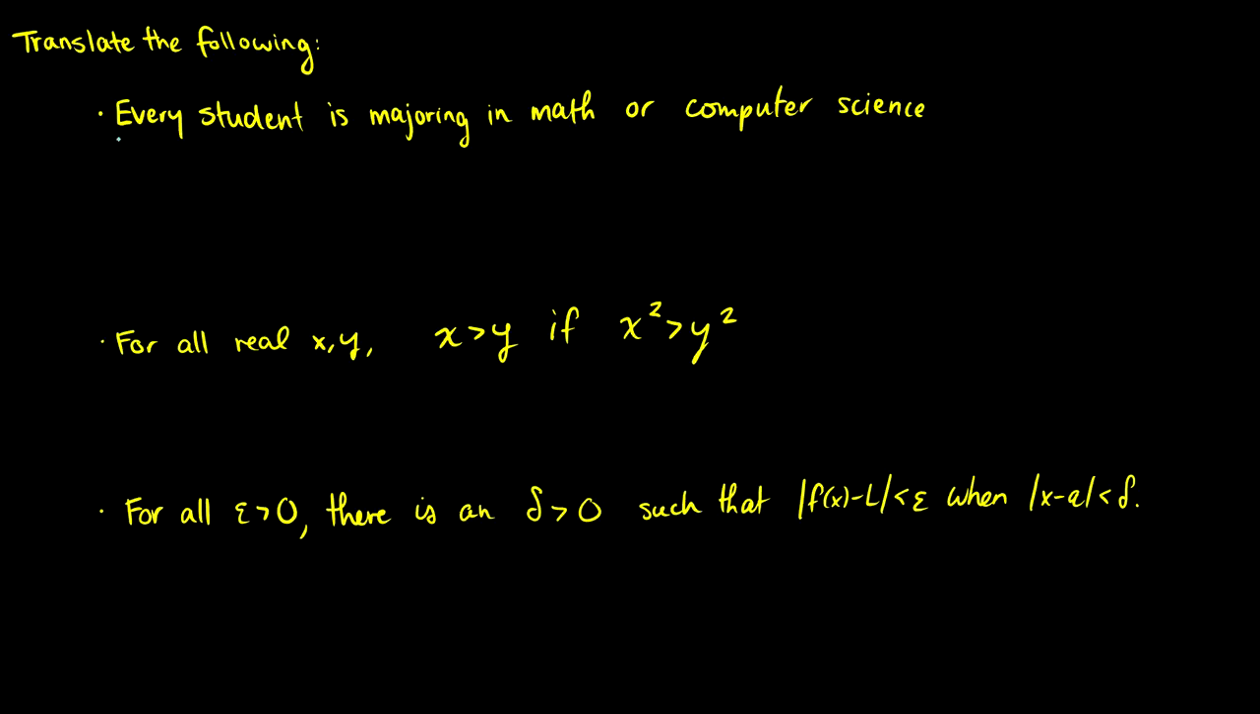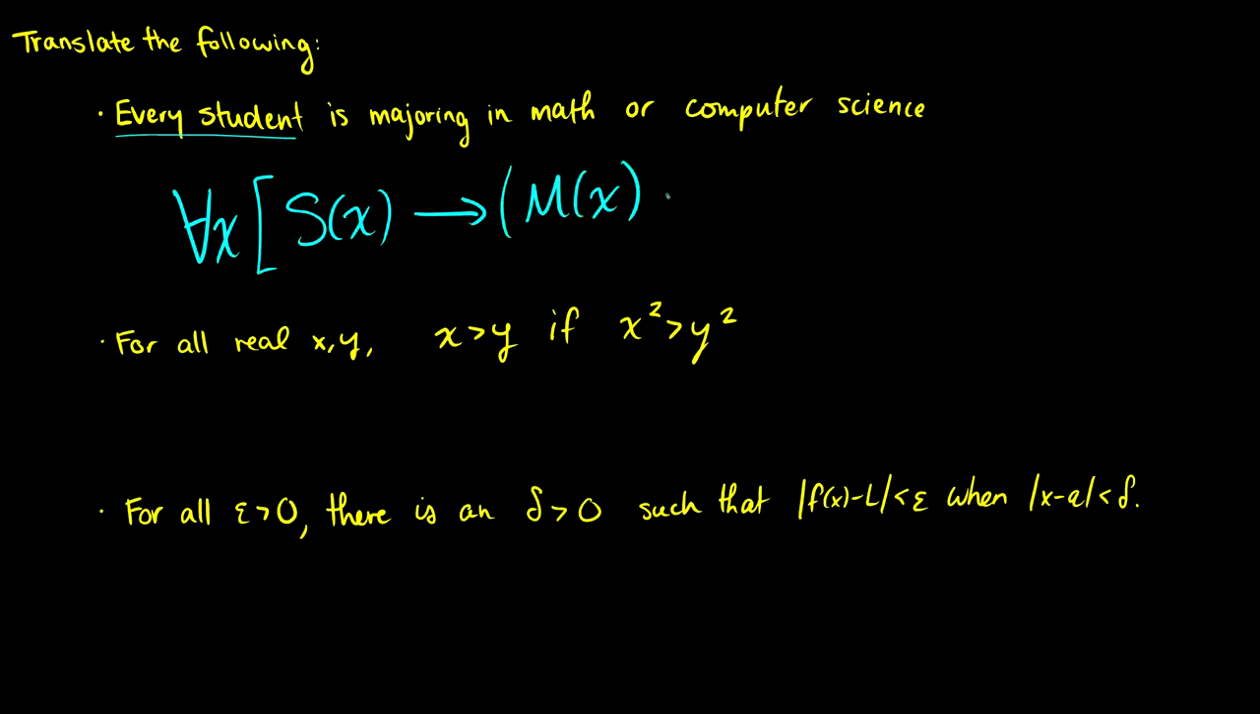So first we have every student. So we have for all x, if x is a student, so we're going to call that s of x, then that student is going to major in math or major in computer science. So this means that if x is a student, then x majors in math or x majors in computer science. So here we have it. For all x, s of x, arrow, m of x or c of x.